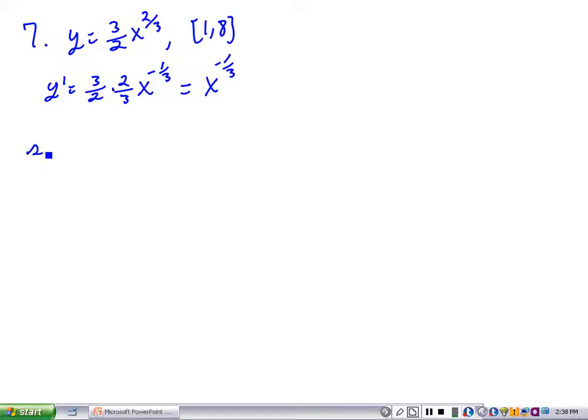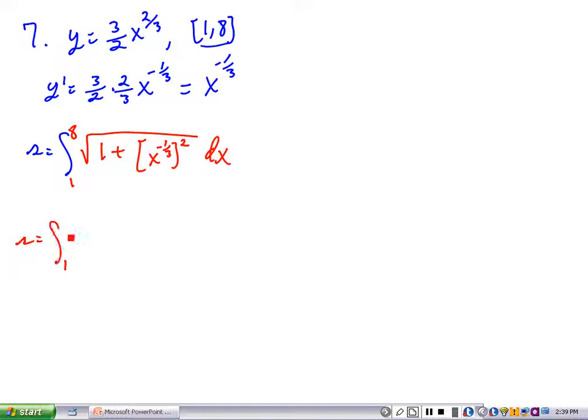So the arc length is the integral going from 1 to 8 of the square root of 1 plus x to the negative 1/3, all of that squared, dx. So the arc length is the integral from 1 to 8, the square root of 1 plus, this is 1 over x to the 2/3, dx.